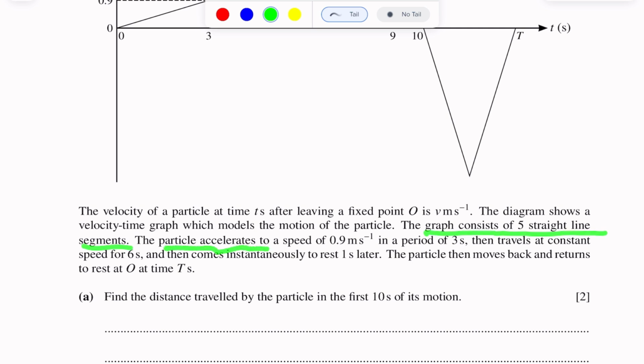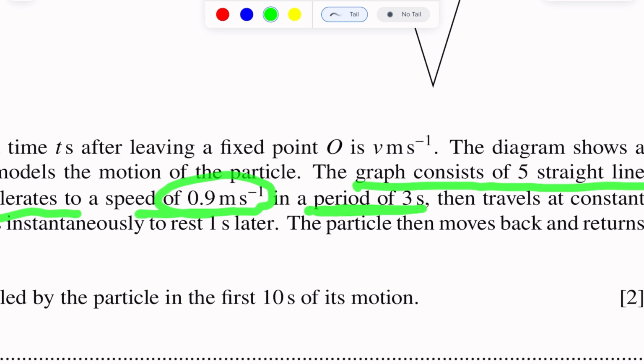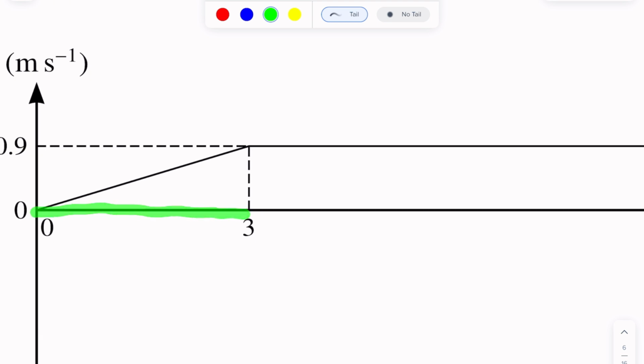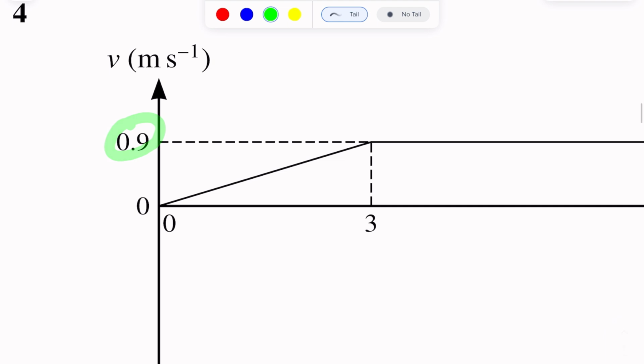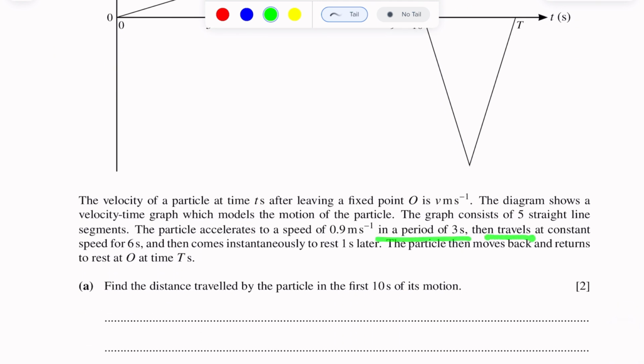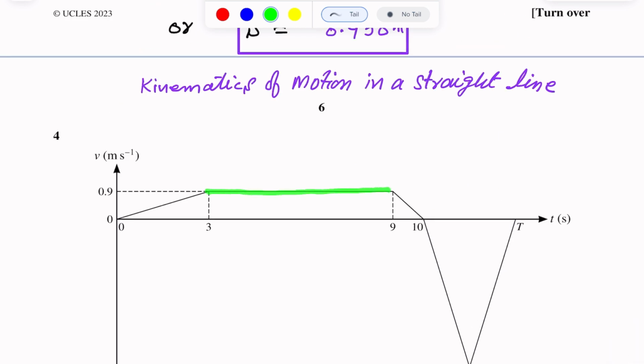The particle accelerates to a speed of 0.9 meters per second in a period of 3 seconds. In the first 3 seconds, the velocity reaches 0.9 meters per second. Then it travels at a constant speed for 6 seconds. This horizontal line shows a constant speed for 6 seconds: 9 minus 3, 6 seconds.